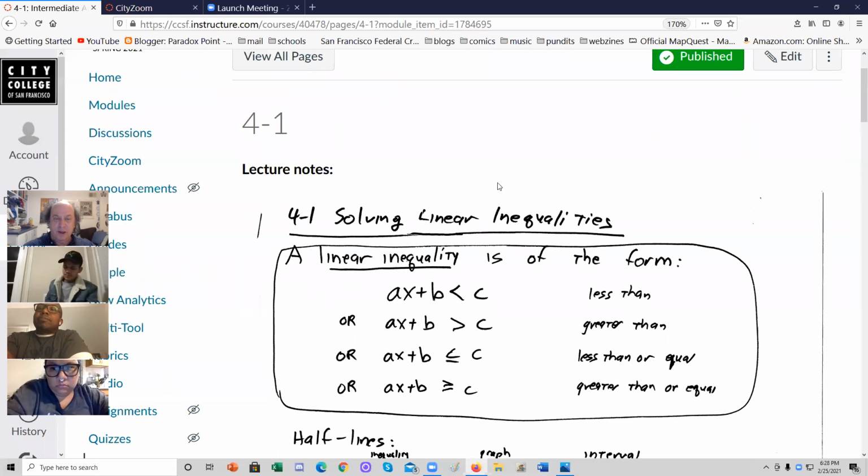All right. A linear inequality is of the form ax plus b is less than c, or ax plus b is greater than c, or ax plus b is less than or equal to c, or ax plus b is greater than or equal to c.